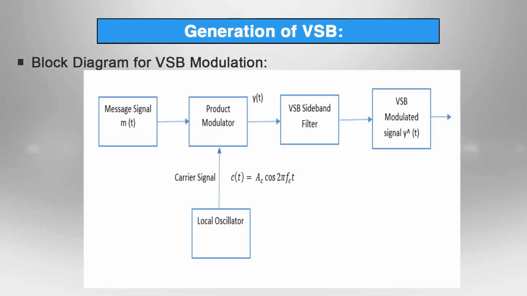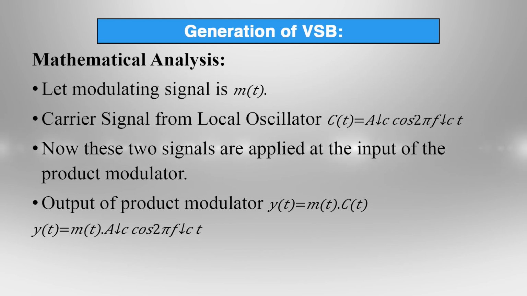Now, let us see the mathematical representation of VSB modulation. Let the modulating signal be represented by m(t), and the carrier signal from the local oscillator be c(t), which is given by Ac cos 2 pi fc t. Now, these two signals are applied at the input of the product modulator. Then the output of the product modulator is y(t), which is the product of m(t) and c(t), or we can write y(t) equals m(t) into Ac cos of 2 pi fc t.